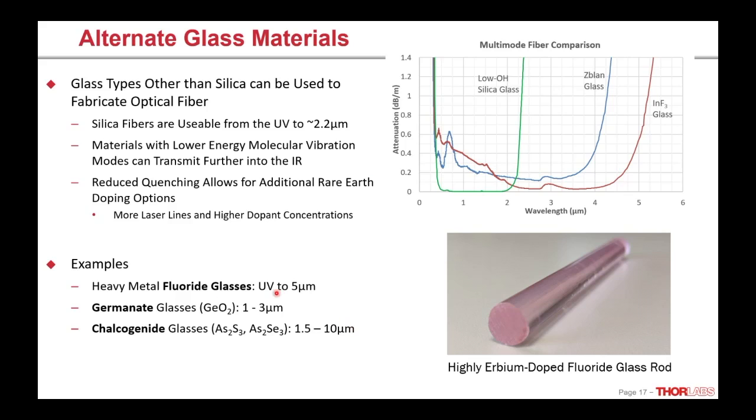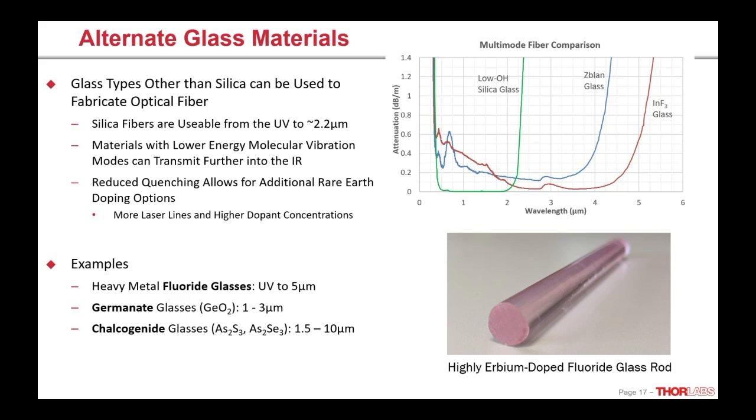So one example is these heavy metal fluoride glasses. We actually manufacture a line of these at Thorlabs that I get to work on a lot, which is super cool. And these can work from the UV out to about 5 microns. This graph here is showing silica's transmission window versus 2 of our fluoride glass types. There's also germanate glasses, like germanium oxide, which can go from 1 to 3 microns. And there's chalcogenide glasses, which can transmit all the way out to like 10 microns. Last example here is a photo of a very highly erbium doped fluoride glass rod, and you can see the nice pink tint from the rare earth doping.